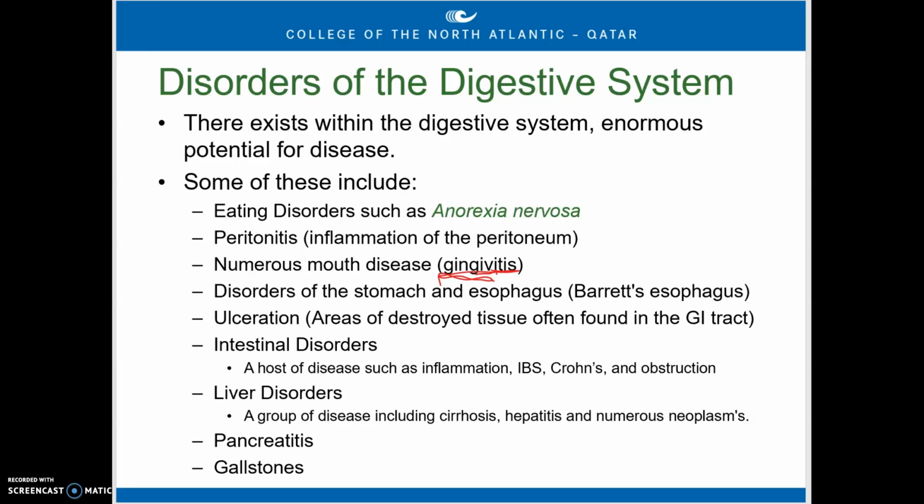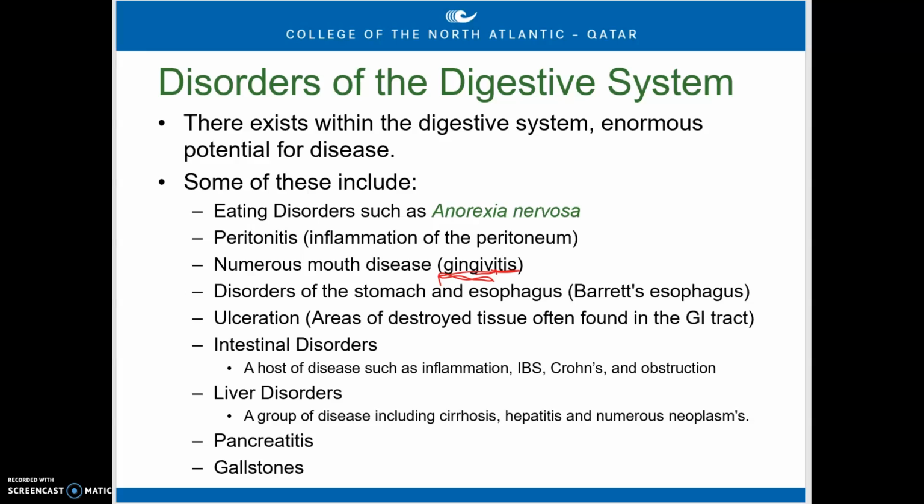Then we can look down and see that you can have disorders of the stomach and the esophagus. We can have ulcerations. This is an area in the gastrointestinal tract, the digestive tract, where we get tissue destroyed. It can be quite painful. It can cause internal bleeding. It can be a pretty serious infection, secondary infection, so they usually need to be looked after by a doctor. You can have intestinal disorders such as inflammation, irritable bowel syndrome, IBS, Crohn's, or even obstruction. Obstruction would mean a blockage of the intestinal tract.